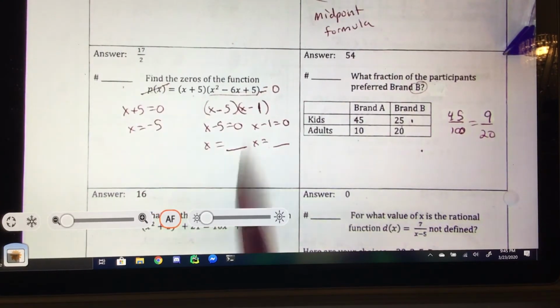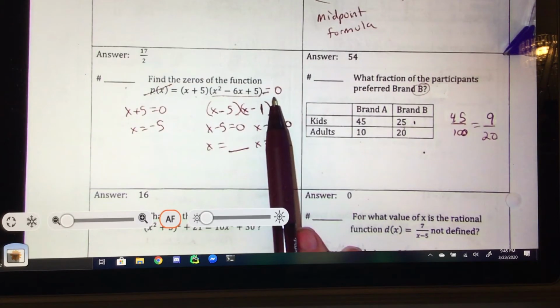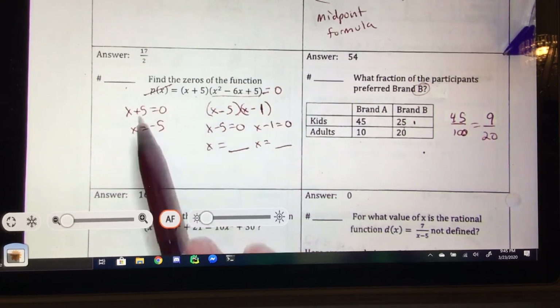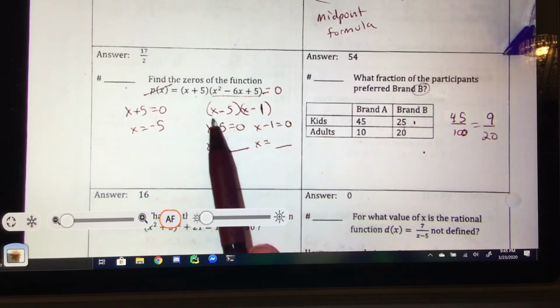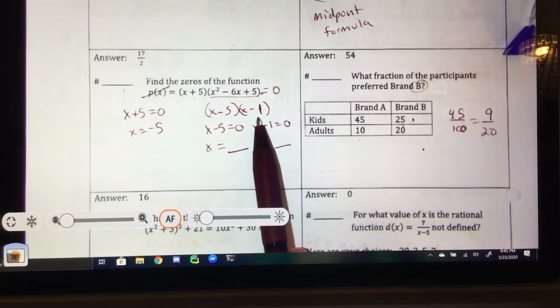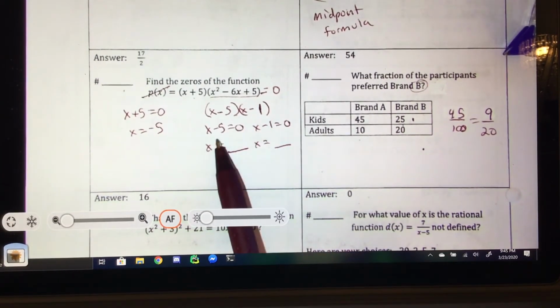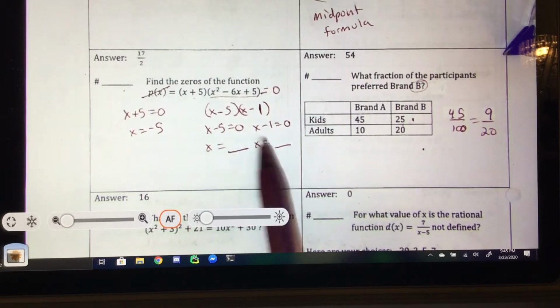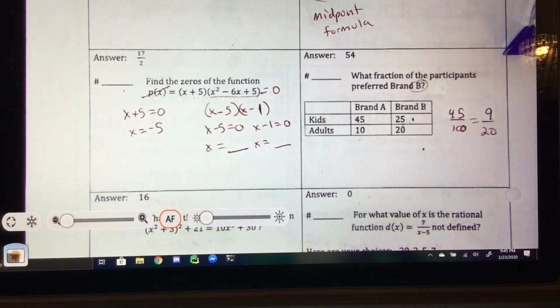Find the zeros of the function. We've done this in Math 3 already. Set the whole problem equal to 0. So x plus 5 equals 0, you get -5. Then x squared minus 6x plus 5. I'm not going into this one deeply because I already factored this out in another video. And again, you set x minus 5 equal to 0, x minus 1 equal to 0. You get your other two answers.